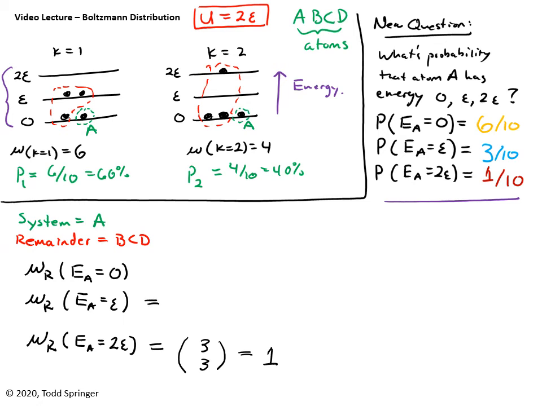Let's think about this one. How about if atom A has energy epsilon, what do I have to do? Then I'm in the situation kind of shown over here. So if atom A has energy epsilon, then maybe, for example, this would be A. The other 3 are the remaining ones. And how many ways can I arrange those? I have to pick one of those remaining 3 to be up with energy epsilon. So I've got now 3 choose 1 to be energy epsilon. So that's 3.